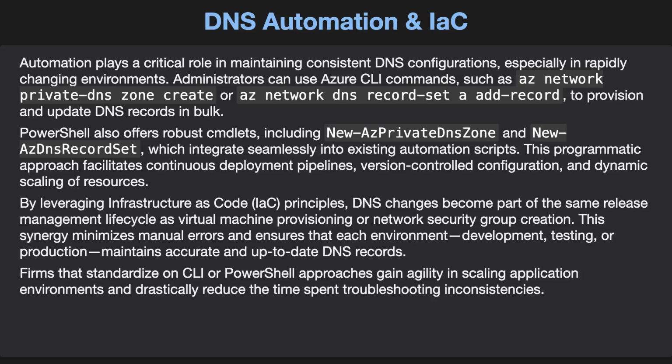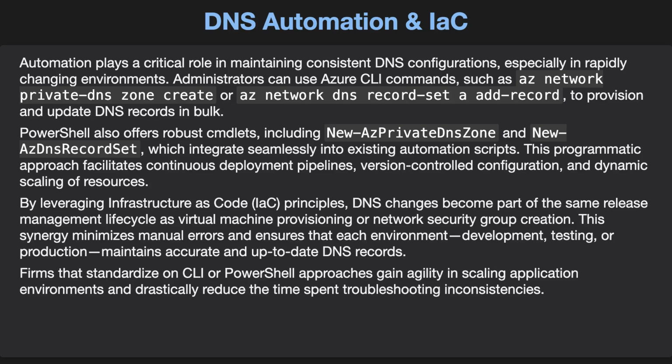Automation plays a critical role in maintaining consistent DNS configurations, especially in rapidly changing environments. Administrators can use Azure CLI commands, such as az network private-dns zone create or az network dns record-set a add-record, to provision and update DNS records in bulk. PowerShell also offers robust cmdlets, including New-AzPrivateDnsZone and New-AzPrivateDnsRecordSet, which integrate seamlessly into existing automation scripts.